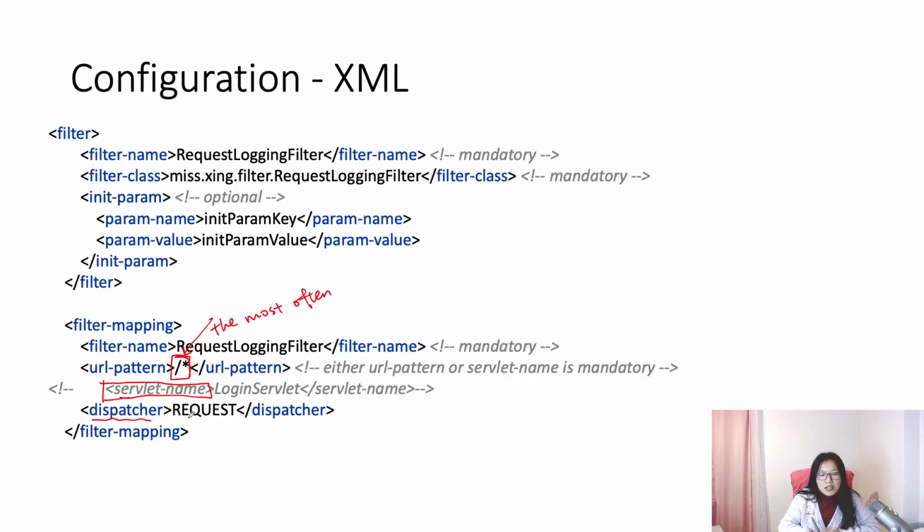For the dispatcher, the default is request. Later on, we will have another video to explain the dispatcher here. It might have error, forward, include, and other options. This dispatcher is also used to limit the scope which the filter will target. So now, let's configure this part in our web.xml to make sure our filter is working.